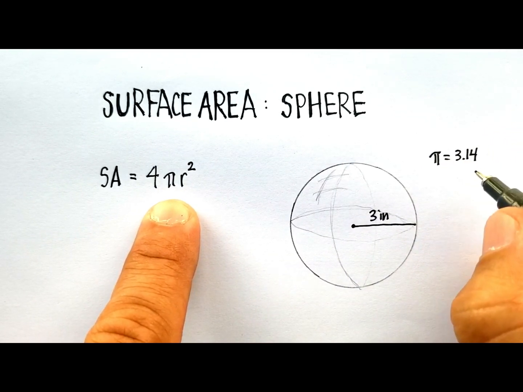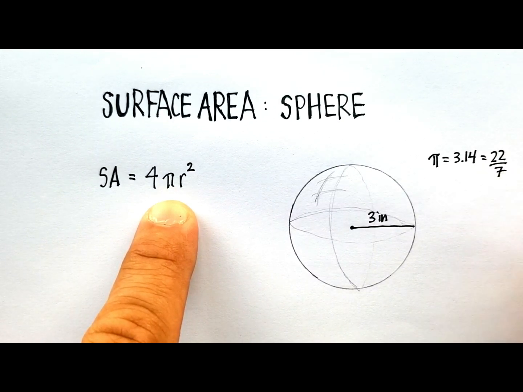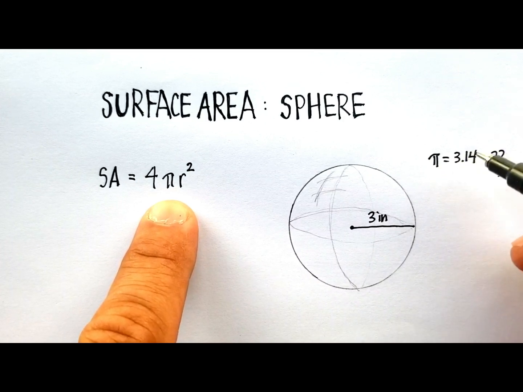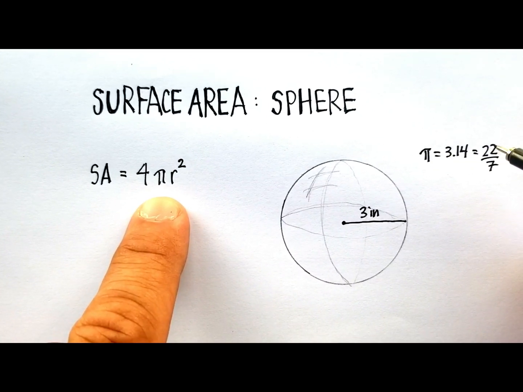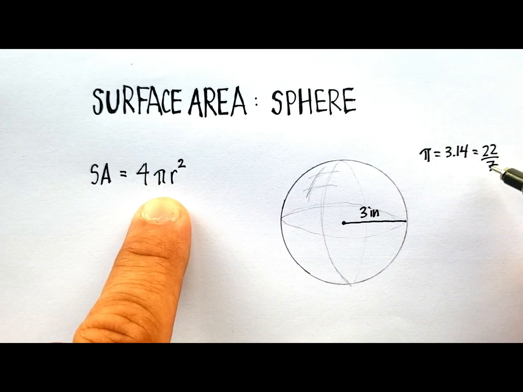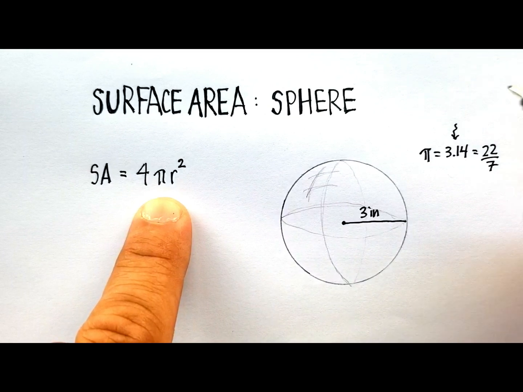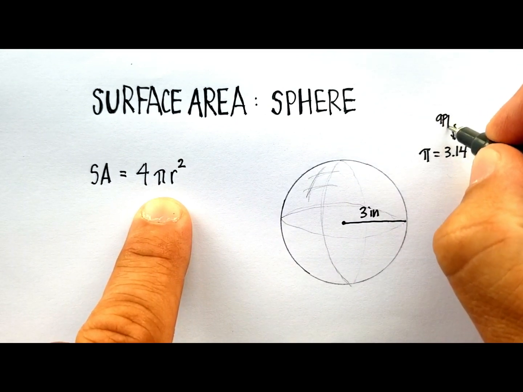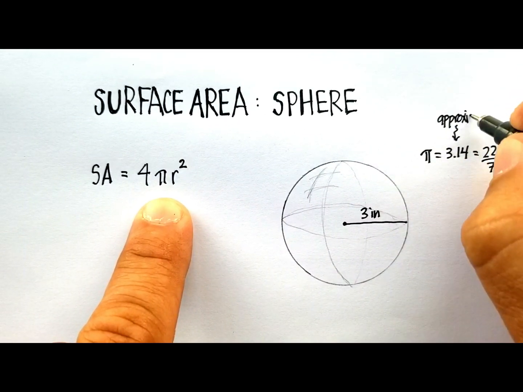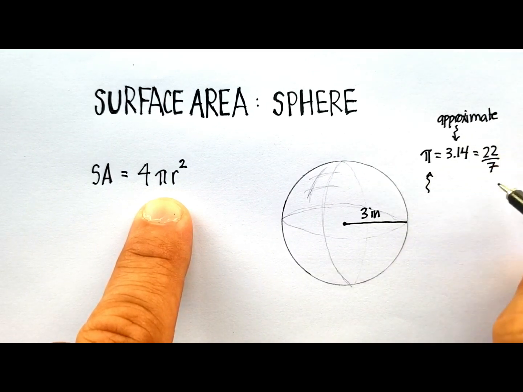Approximately, that's a common value, but it's also equal to 22/7. Now, any of these values would be usually acceptable, okay, when you're solving a problem. This one and this one are exact numbers. This one, however, is an approximate, even though it's the most common. Okay, so this one's approximate, and these two values are exact.